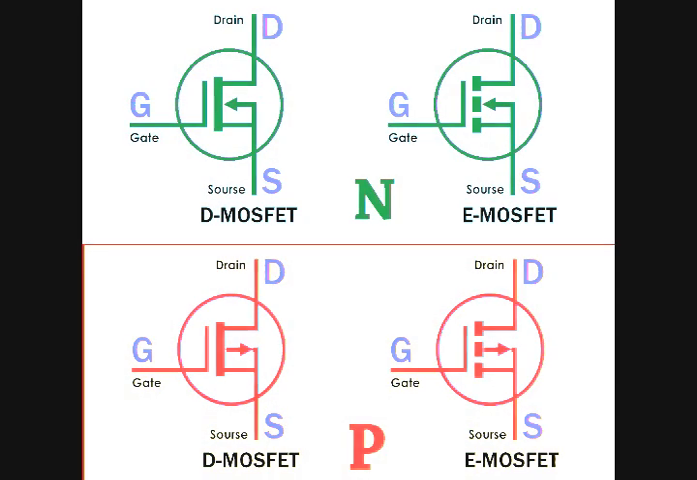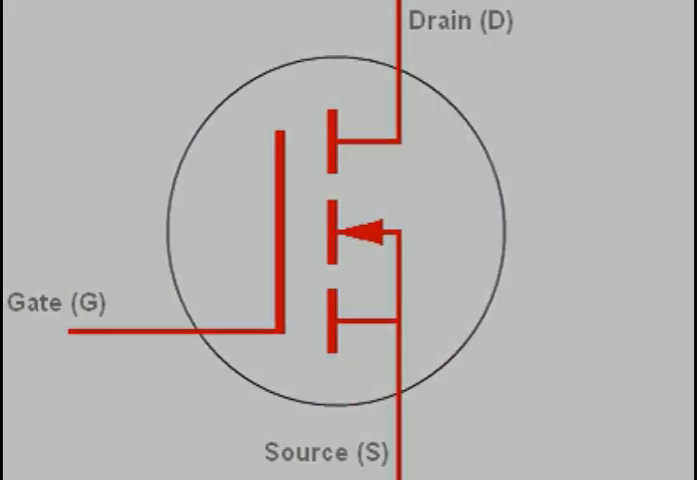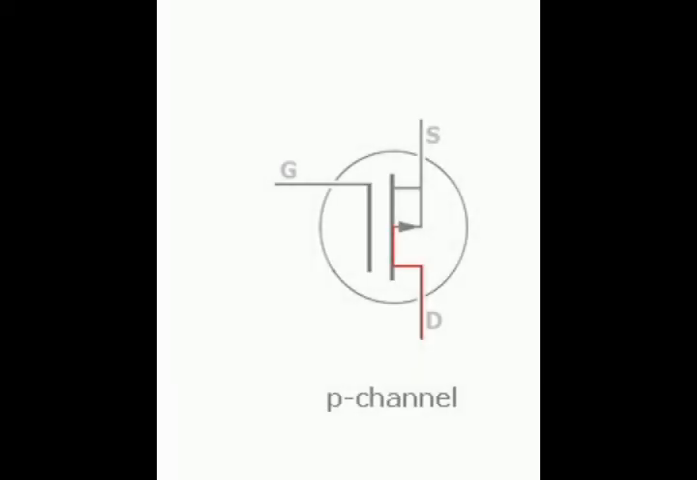In general, enhancement and depletion MOSFETs are made in two types, N and P. In the N type, the current flows from the drain to the source, and in the P type, the current flows from the source to the drain.